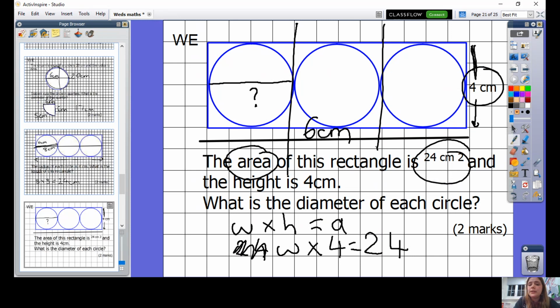Well done if you decided you need to do 6 split into 3 parts. 6 divided by 3 is 2 centimetres.